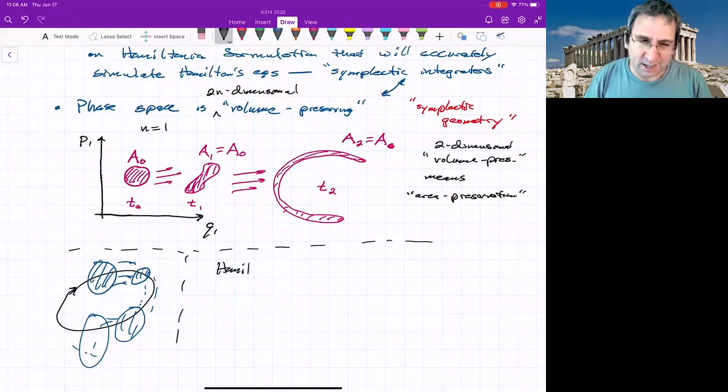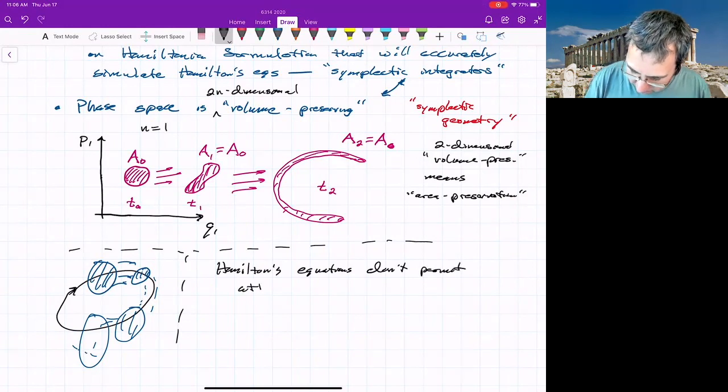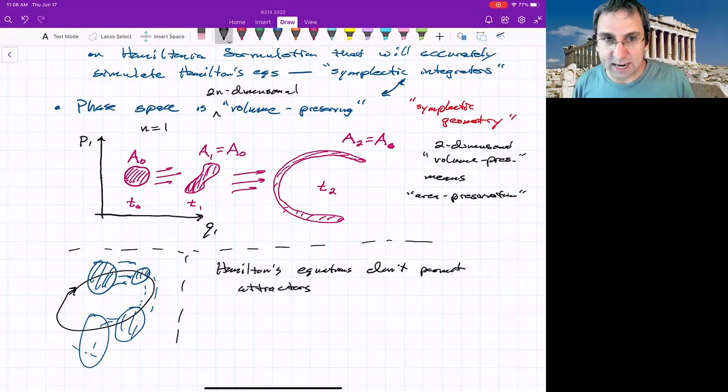Which, I mean, you don't technically in the corresponding Lagrangian system, but it's just more obvious because of this volume preservation property that Hamilton's equations don't permit attractors. An attractor is a state that's stable and brings things in.